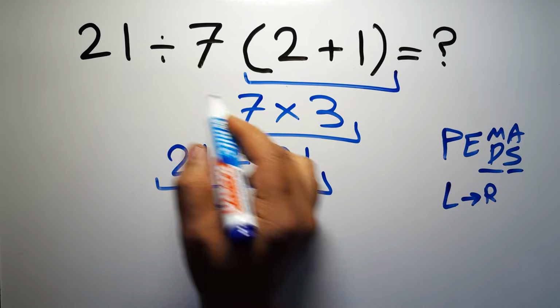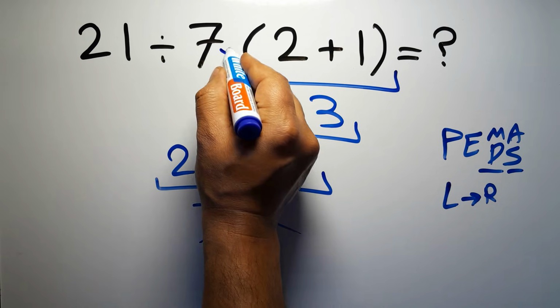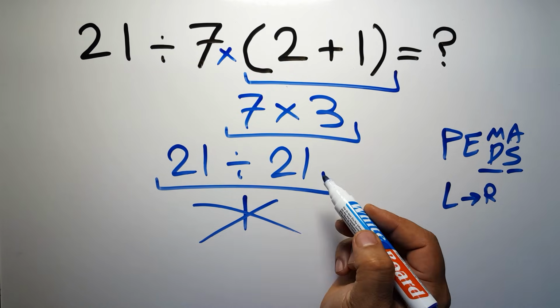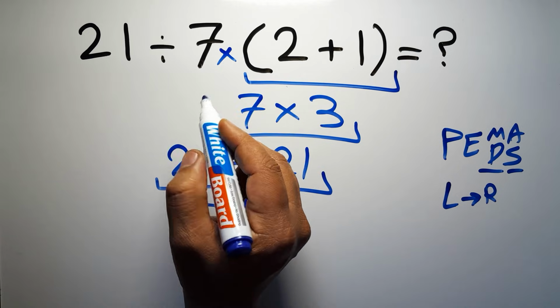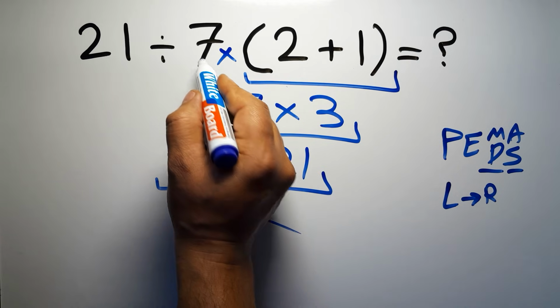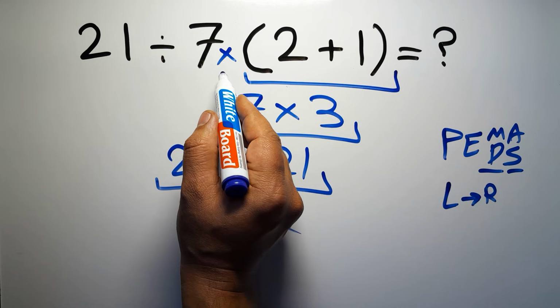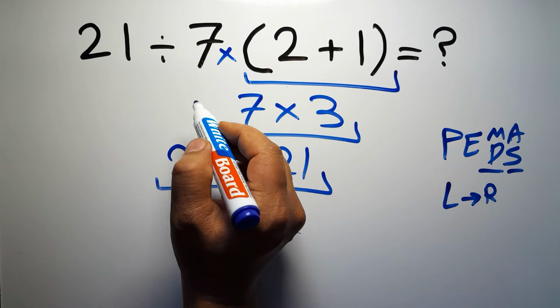In this expression, we have one division, one multiplication, and the one parenthesis. Inside this parenthesis, we have one addition. Here we have a multiplication because in mathematics, when a number is placed next to parentheses, it means multiplication. And we usually don't write the multiplication sign for brevity.